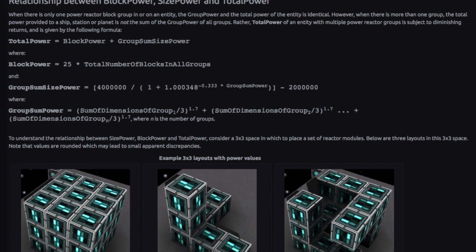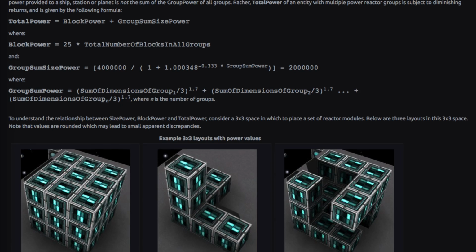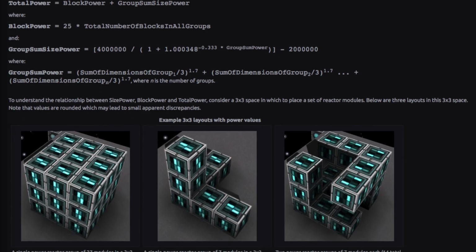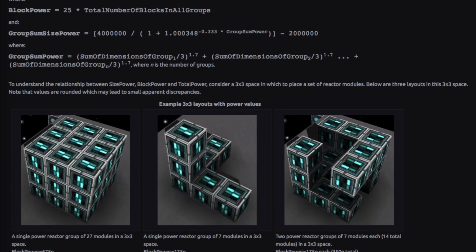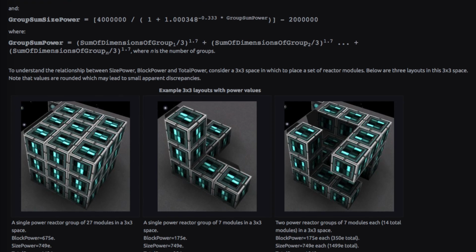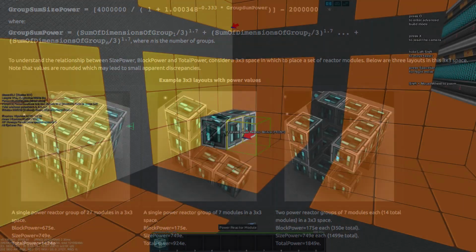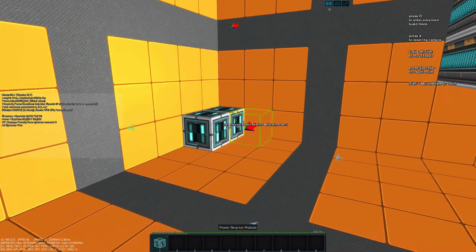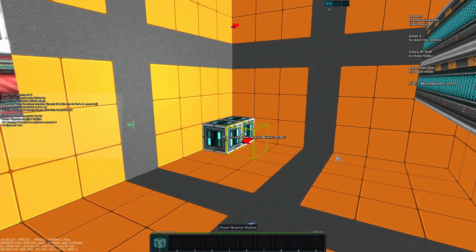Now for everyday building, like below the soft cap, there are two things you should remember. First, use as few groups as possible, and second, make the group spread out in dimensions as far as possible. Now what makes a group? A group consists of power reactor blocks touching each other.